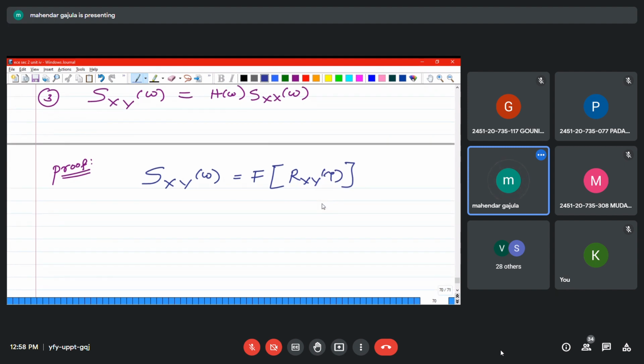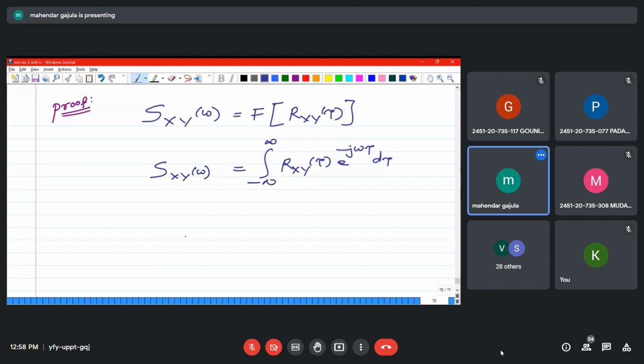This is the integration from minus infinity to plus infinity R_xy(τ) e^(−jωτ) dτ. This is S_xy(ω). We have already derived R_xy(τ); you can go back to the previous class and check what we obtained. It is the integration from minus infinity to plus infinity R_xx(τ − u) h(u) du.